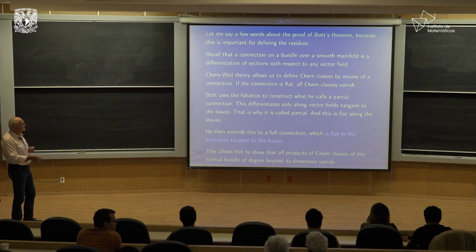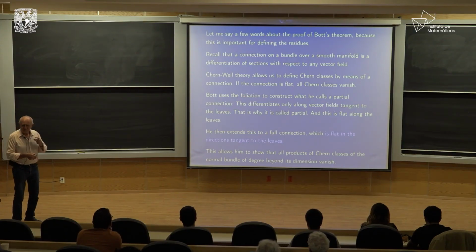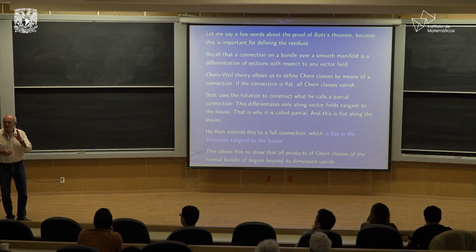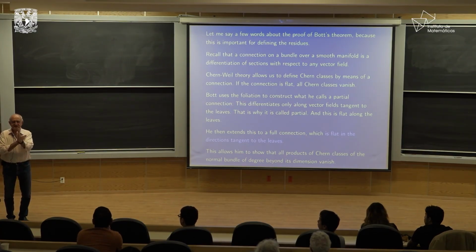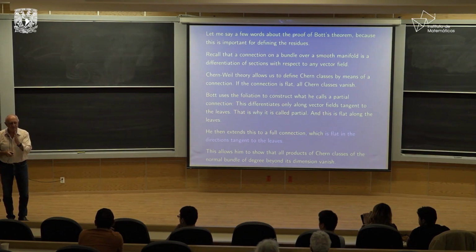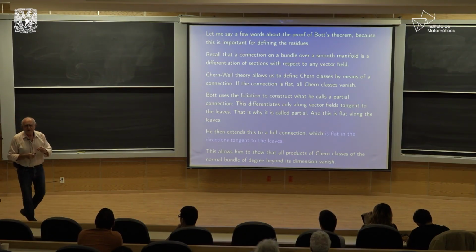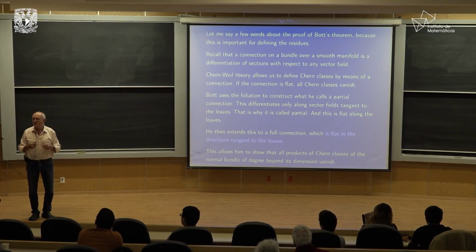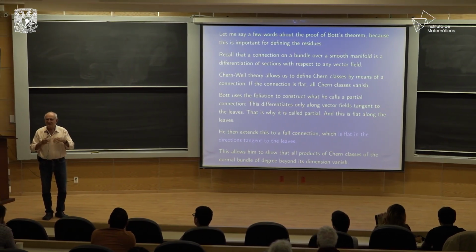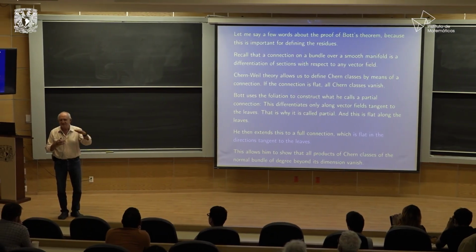Bott notices that when you have a non-singular foliation, then you can define something. What is a connection? A connection on a vector bundle means that you can look at the sections, and whenever you have a vector field, you can differentiate the sections with respect to the vector field. This is like a derivation of the sections of the bundle. Then Bott realizes that when you have a foliation, the foliation gives you an action on the sections of the normal bundle. And that action is actually flat, which means that the curvature is 0.